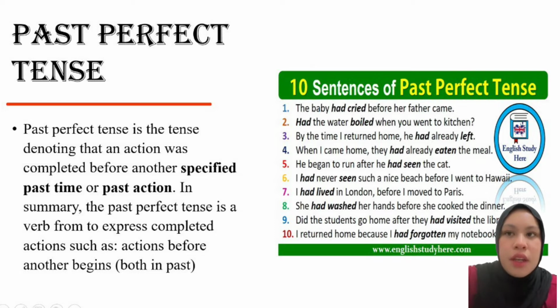Past perfect tense is the tense denoting an action that was completed before another specified past time or past action. In summary, the past perfect tense is a verb form to express a completed action, such as an action completed before another begins, both in the past. As an example, the baby had cried before her father came. The past perfect tense underlined word is had cried. The next example is the water had boiled when you went to the kitchen. The past perfect tense underlined words are had and boiled.